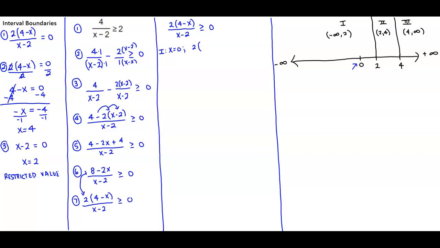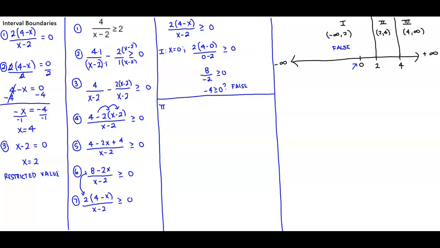So this is 2 times 4 minus 0 over 0 minus 2. So this is 2 times 4 minus 0. Well, that's 2 times 4, which is 8. 0 minus 2 is negative 2. 8 divided by negative 2 is negative 4. And so is negative 4 greater than or equal to 0? Well, the answer is false. So it's false for region number 1.